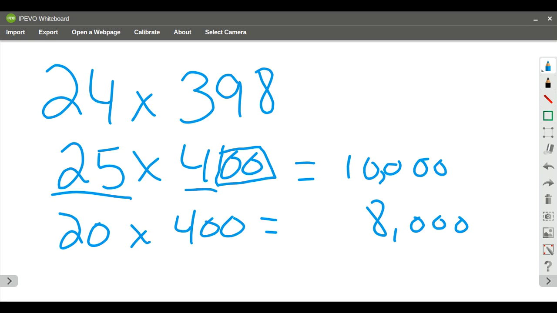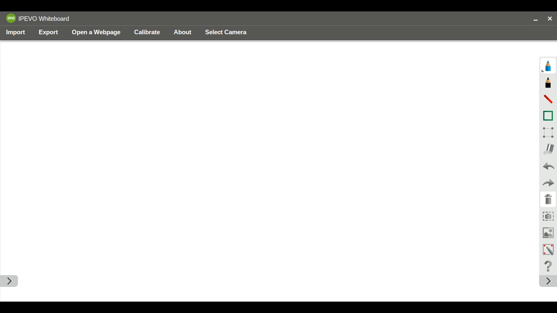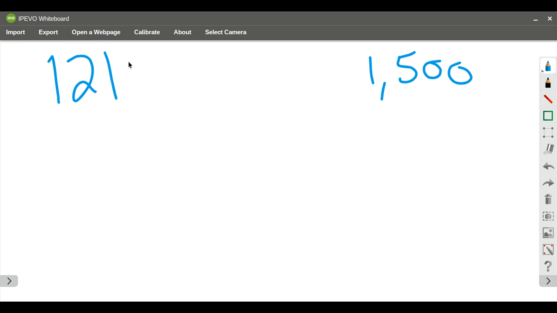Okay, let's take a look at your guided practice. It says each egg carton holds 1 dozen eggs. Michael's chicken farm fills 121 egg cartons. So I'm going to write that down because I think that's important. He thinks that there were over 1,500 eggs. Okay, is he correct? So I'm looking for 1,500 eggs.